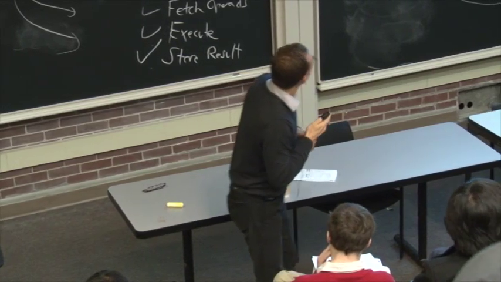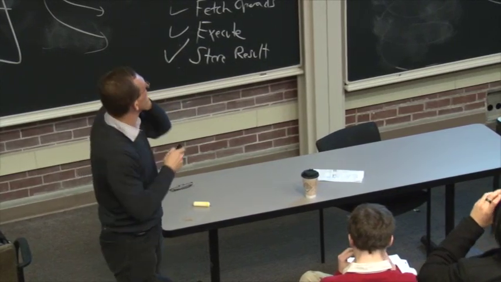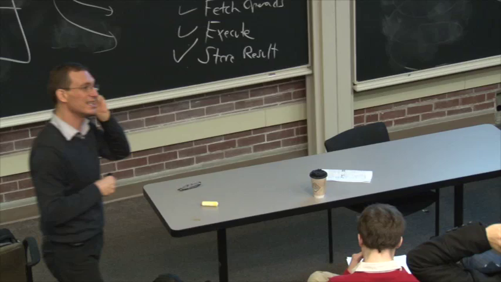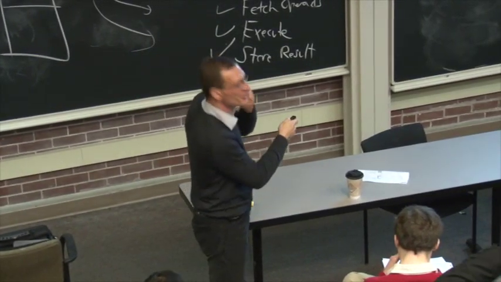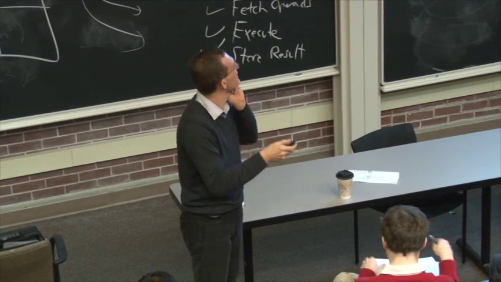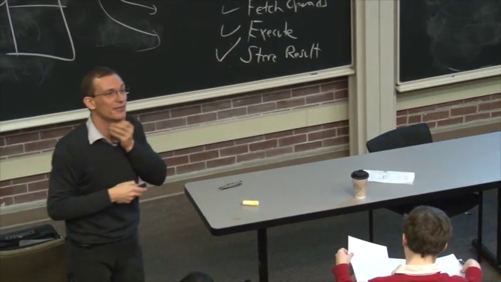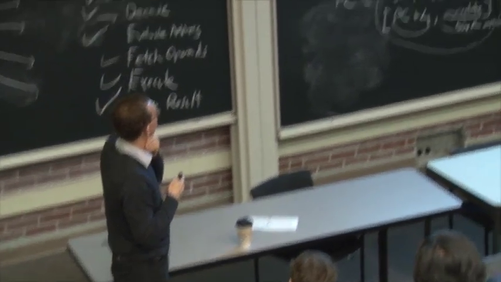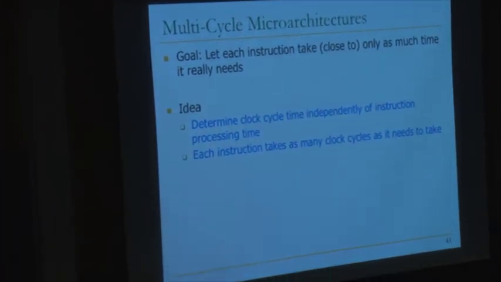Okay. So let's go into multi-cycle. Basically, the goal in multi-cycle microarchitecture is simple. Let each instruction take only as much time as it really needs, right? And no more. Well, hopefully close to that, because there will be overheads, right? The idea is you determine the clock cycle time independently of the instruction processing time, right? Break the instruction into multiple stages. And each instruction now takes as many clock cycles as it needs to take.